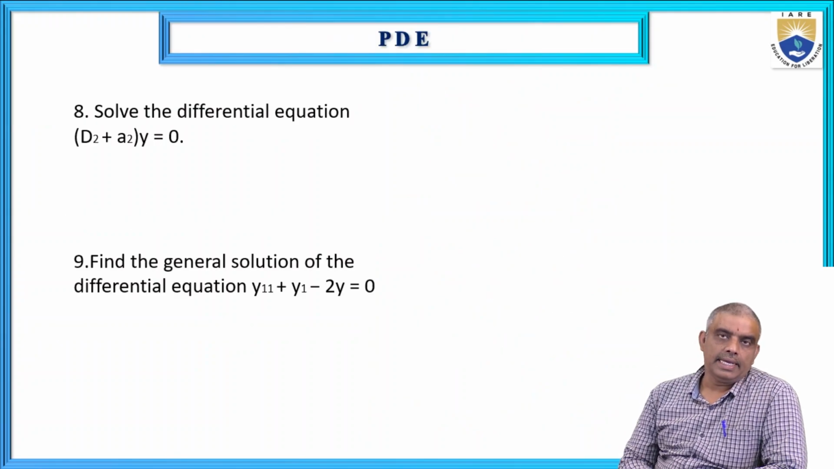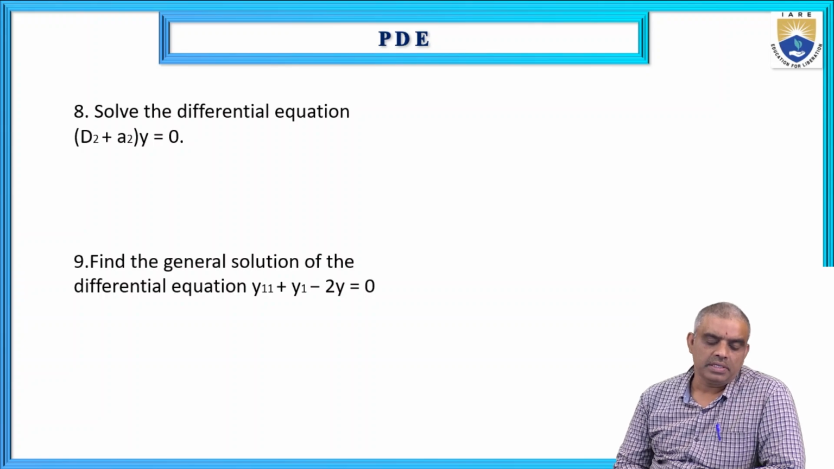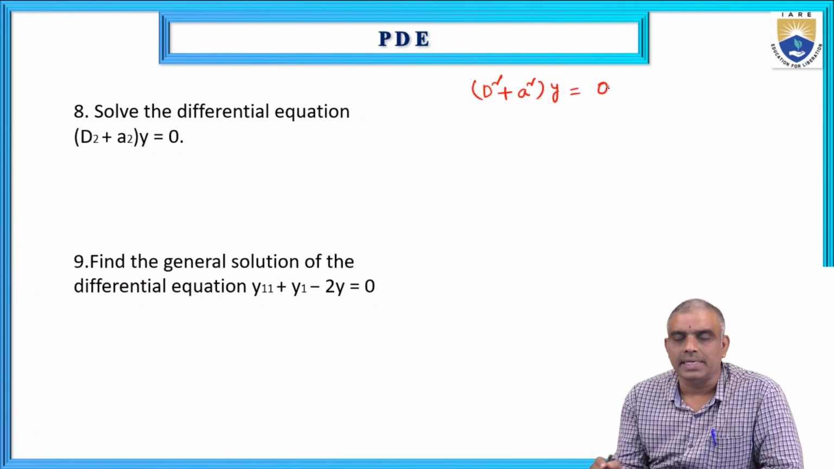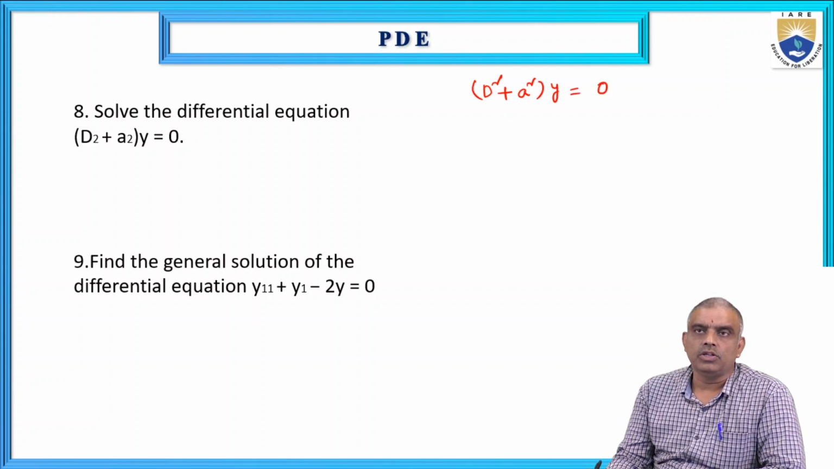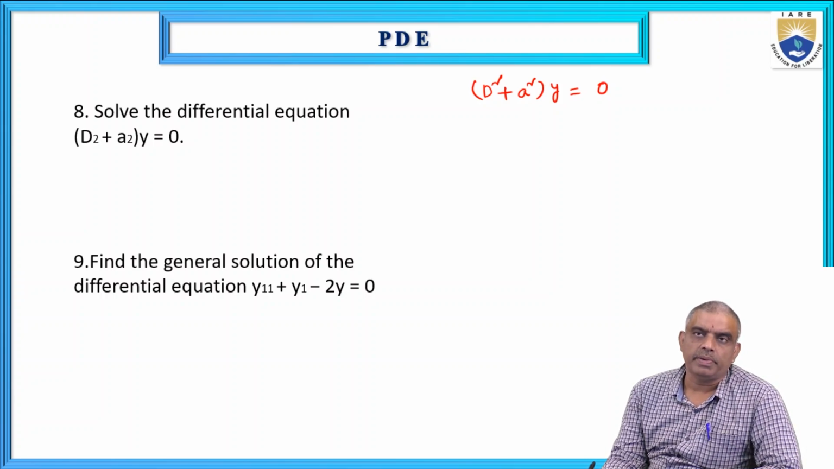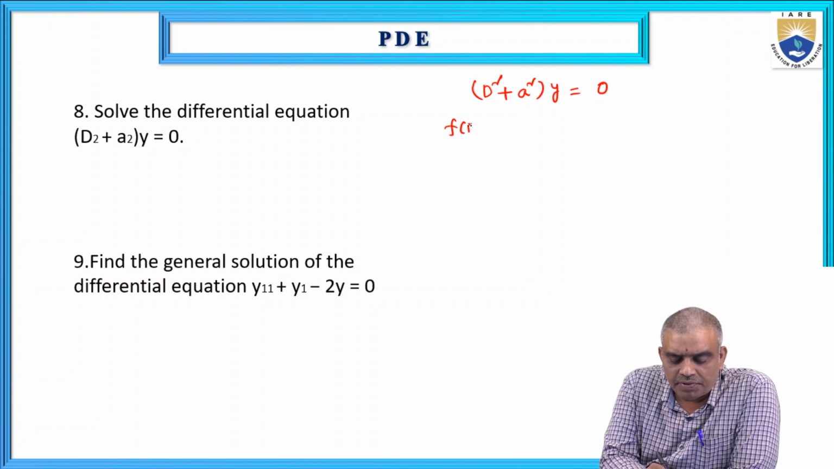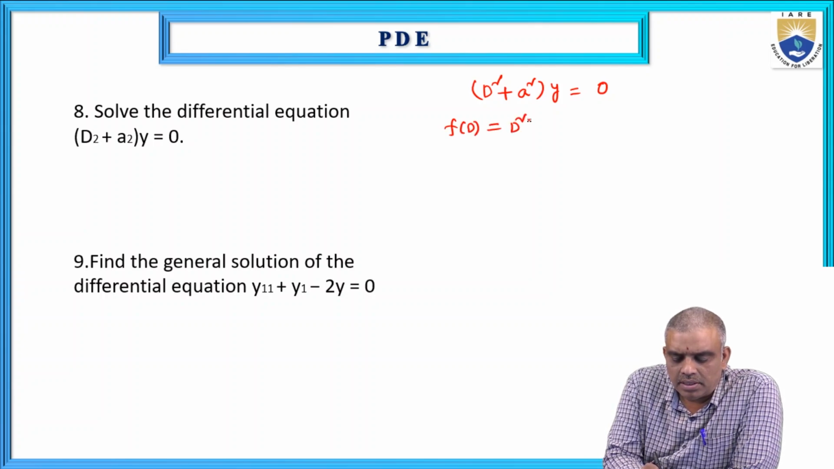Now the eighth question. Solve the differential equation (D² + a²) y = 0. Right side 0 means only the complementary function will be the final solution. So here what is f(D)? D² + a².